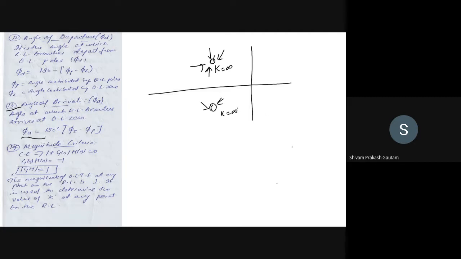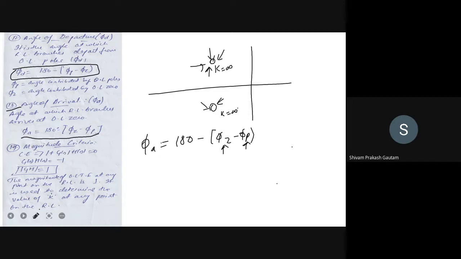And angle of arrival is given here, that is phi a is equal to 180 degree minus phi z minus phi p. The only difference from angle of departure is here we are having phi z first, then we are having phi p. You can compare it with this formula, right? It is quite comparable. So there are two terminologies, that is phi d and phi a, right? So I hope this step number 13 is also clear. Now we will see the next step, that is step number 14. Now we will see the magnitude criteria, right? And how you can calculate that.